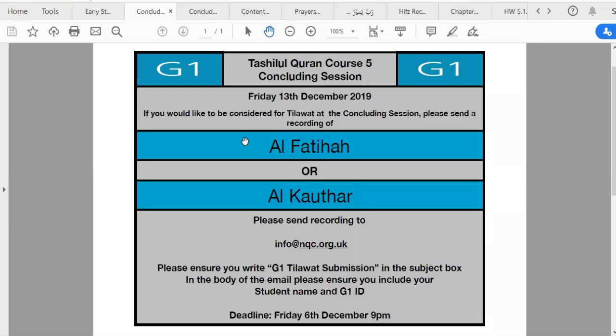Okay, so it's not compulsory. You don't have to do this. This is if you wish to. And so many of you, as us teachers have heard, have got beautiful tilawat voices. So we know you're more than capable, and it would be very nice for us to hear that tilawat.